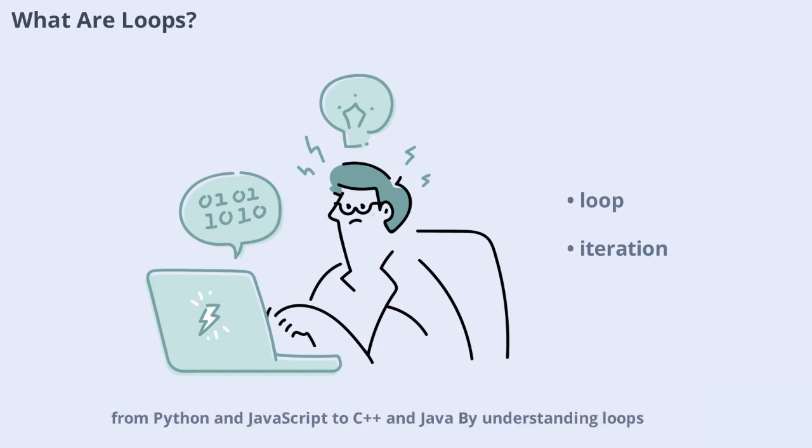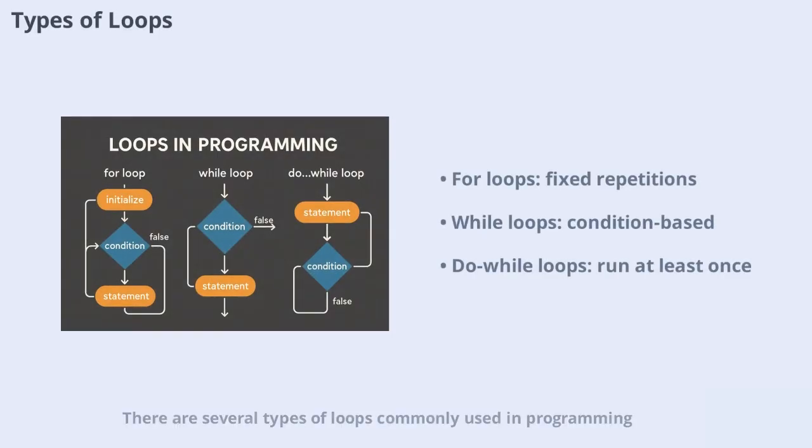By understanding loops, you unlock the ability to handle repetitive processes, automate tasks, and solve complex problems with simple, elegant code. Let's dive deeper into how loops work and why they're so powerful in programming. There are several types of loops commonly used in programming, each with its own unique purpose.